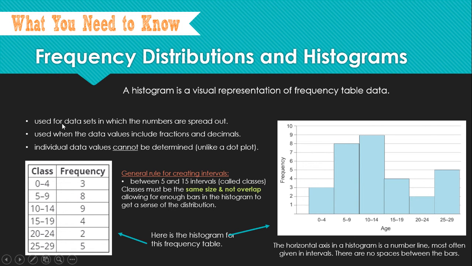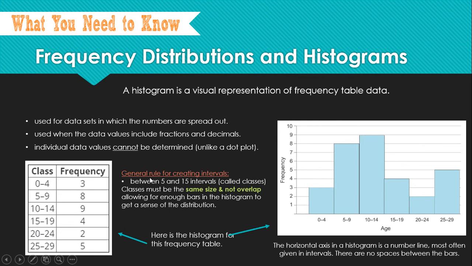So they're used for data sets in which the numbers are spread out. Unlike when we had our dot plot, which was for a small set of data, this is for data that's got a wider range. Used when the data values include fractions and decimals. Remember that we only use dot plots when we had integers. And individual data values cannot be determined, unlike a dot plot. So we're just going to know the frequency of how often something happens in a certain interval.